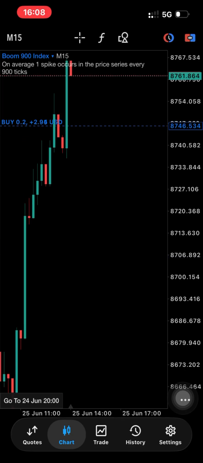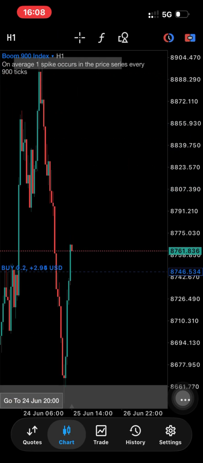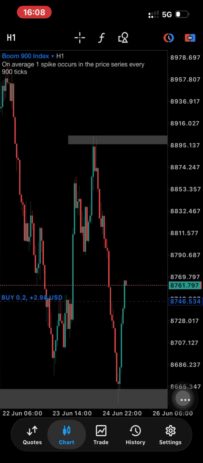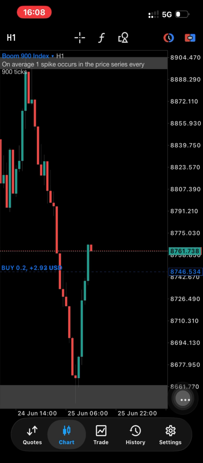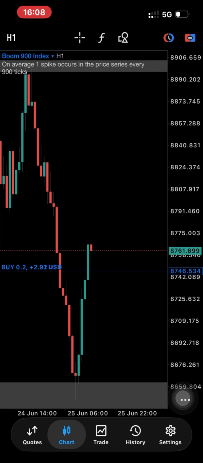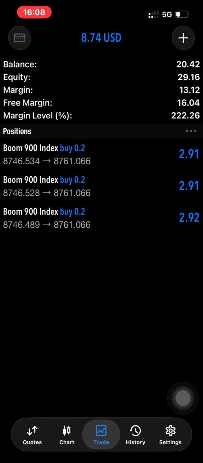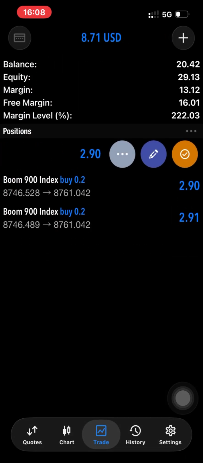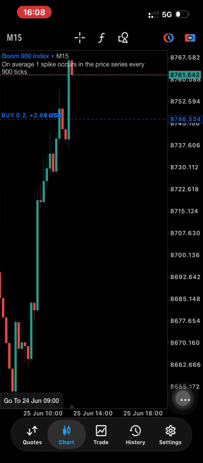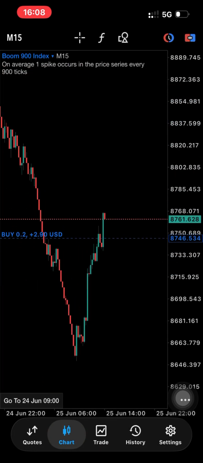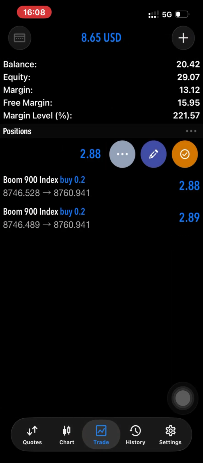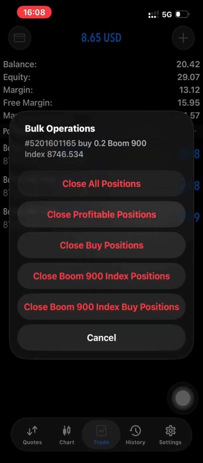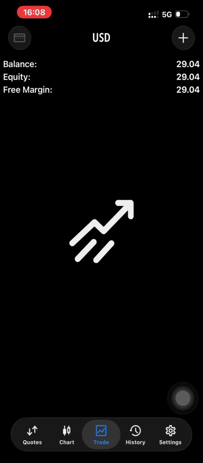So right here, the market gave us a small push to the upside, but that small push comes with a huge profit, considering that I opened 3 positions. So let's just have a look at how much we have made. We've made $8.70 something cents. This is a little bit of a win, but the market still needs to push to the upside. So let's just close all our positions and secure the little profit that we have for now.